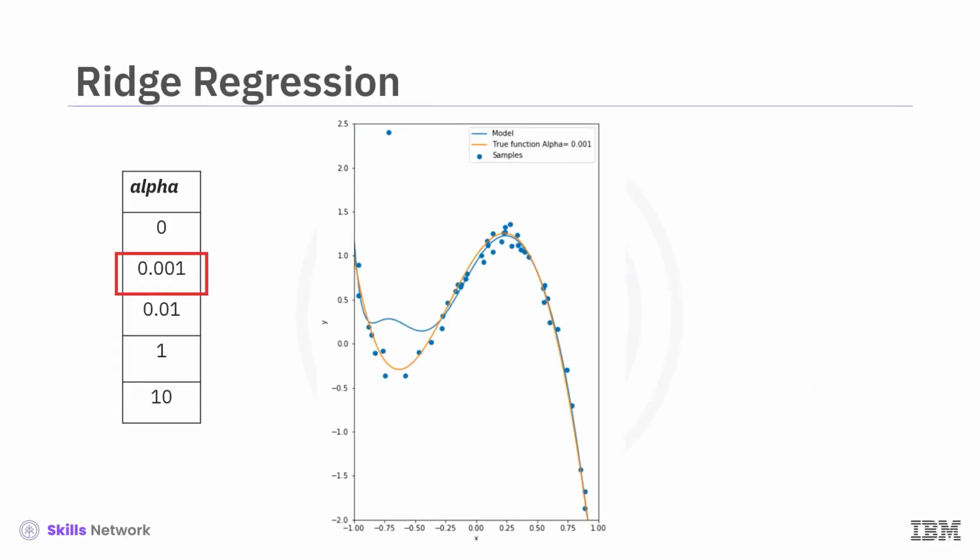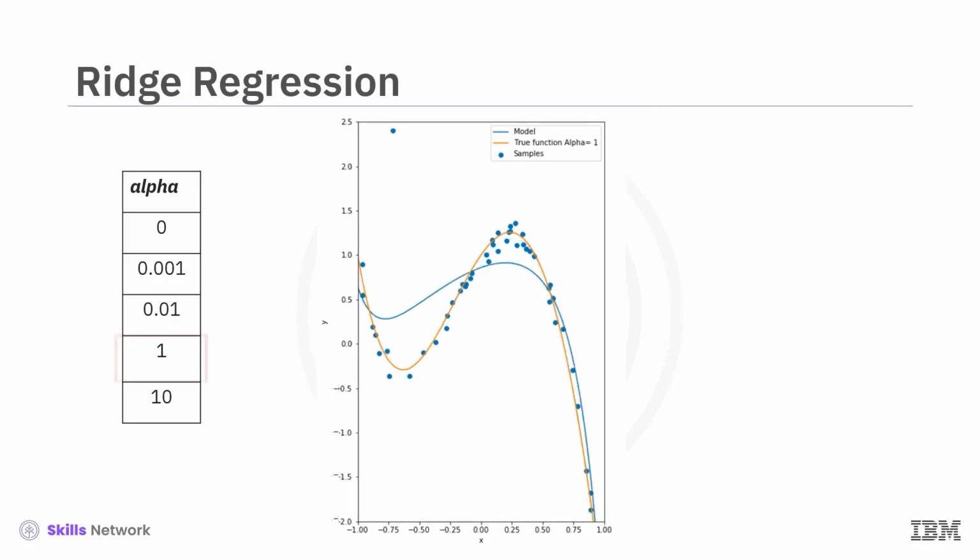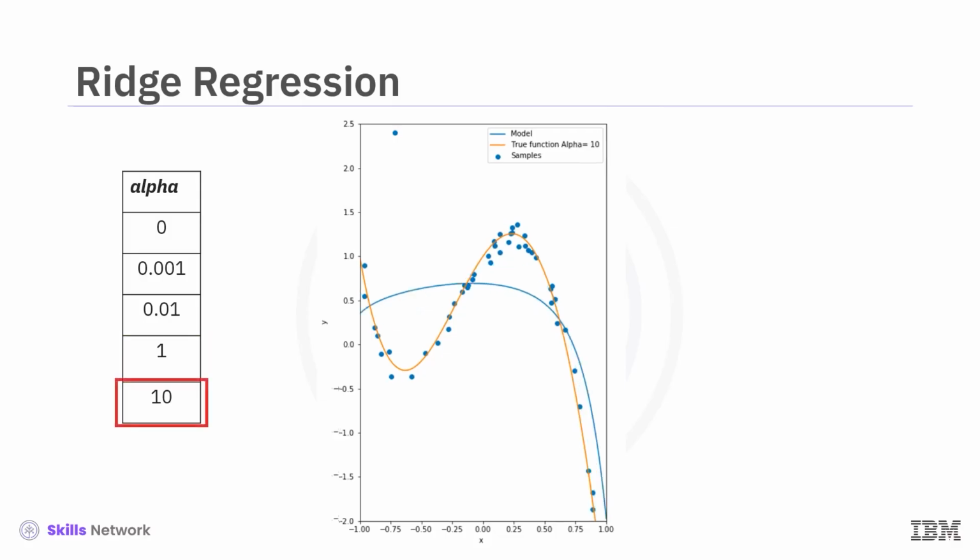For alpha equal to 0.001, the overfitting begins to subside. For alpha equal to 0.01, the estimated function tracks the actual function. When alpha equals 1, we see the first signs of underfitting. The estimated function does not have enough flexibility. At alpha equals to 10, we see extreme underfitting. It does not even track the 2 points. In order to select alpha, we use cross-validation.